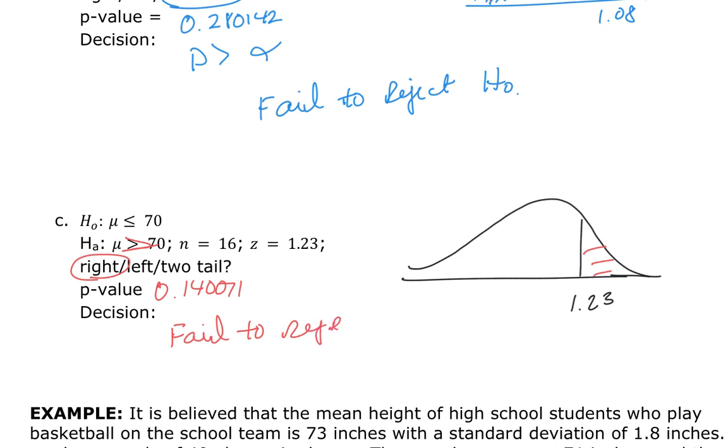So my decision is fail to reject the status quo, and that's because my p-value is larger than my alpha. Now, once again, if I am trying to find the score associated with this, I can't use Chapter 6 because that's a normal distribution, and we're not in the land of normal distributions when we have t-scores.